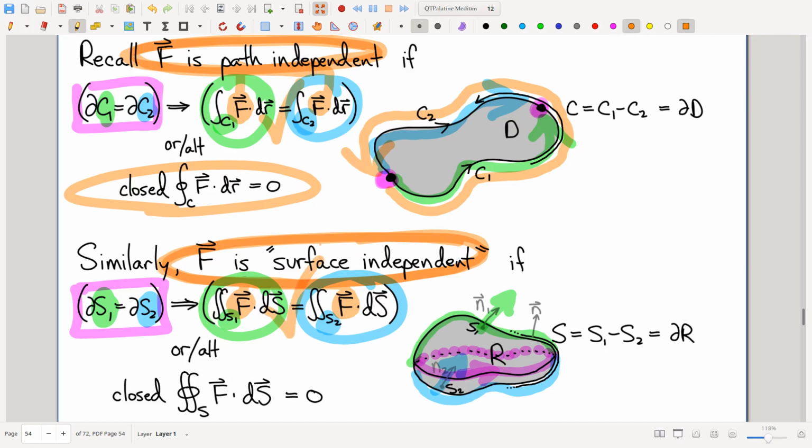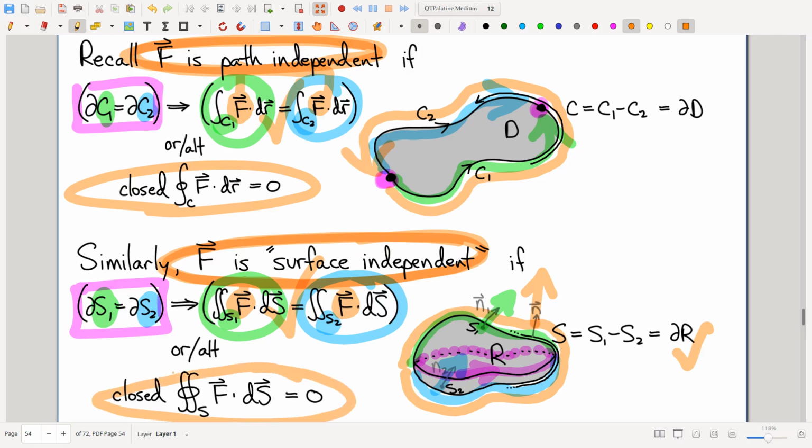By the way, notice as well, another way to say that: if you look at this orange surface, it goes all the way around, which you'll notice is a boundary of that three-dimensional solid. Green equals blue can also be said as green minus blue equals 0.